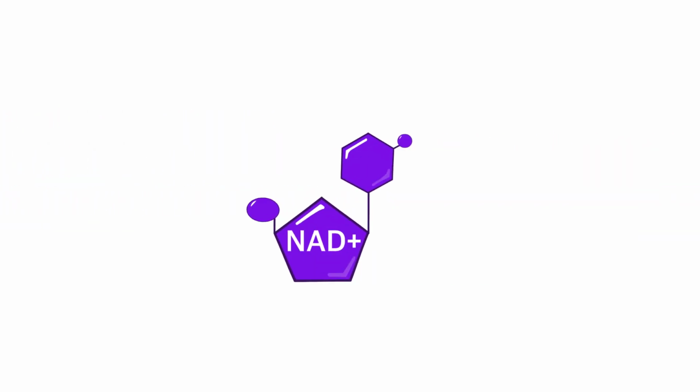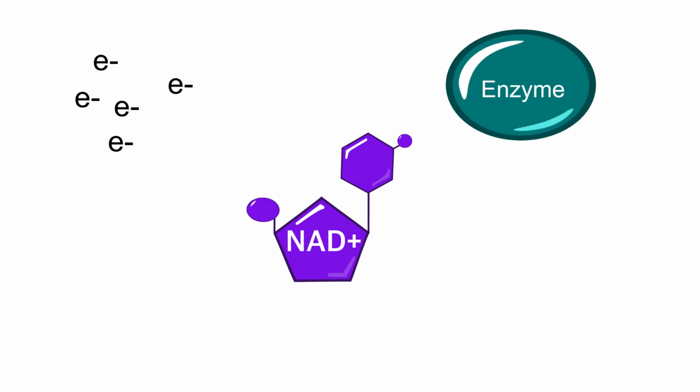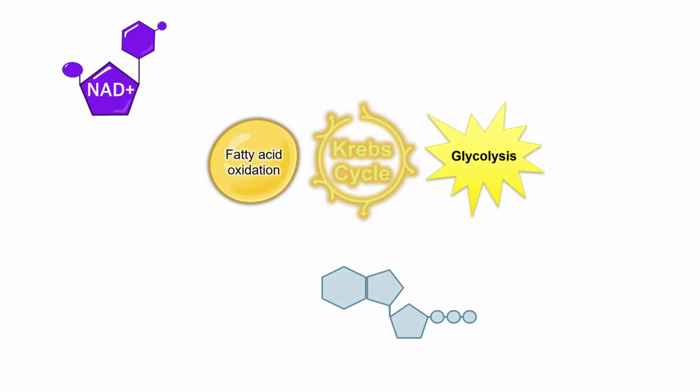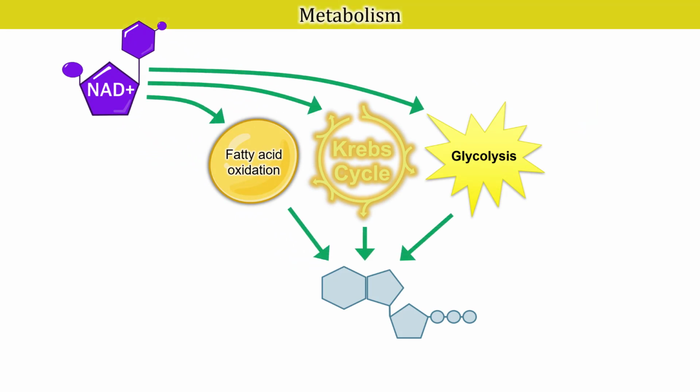NAD+ is both an electron carrier essential for cells to transfer chemical energy and also a cofactor for enzymes that modify gene expression or repair damaged DNA. NAD acts as an electron shuttle for various reactions including fatty acid oxidation, the Krebs cycle, and glycolysis. These processes use interlinked reactions that ultimately use NAD+ to carry chemical energy used to make ATP.